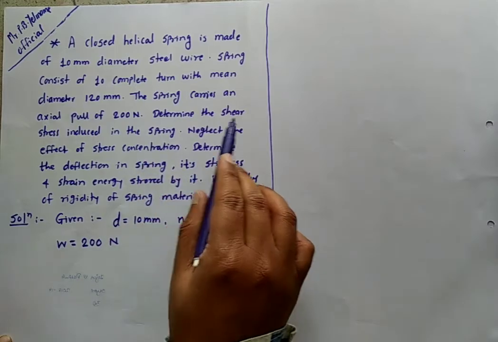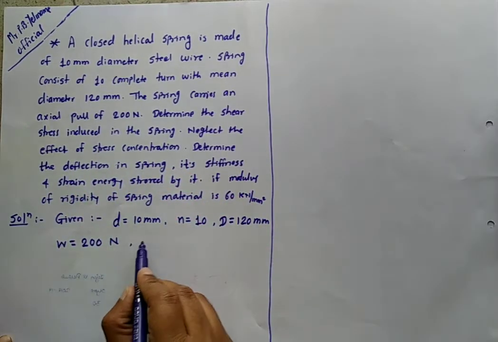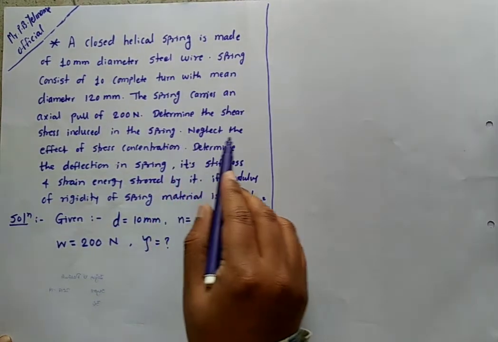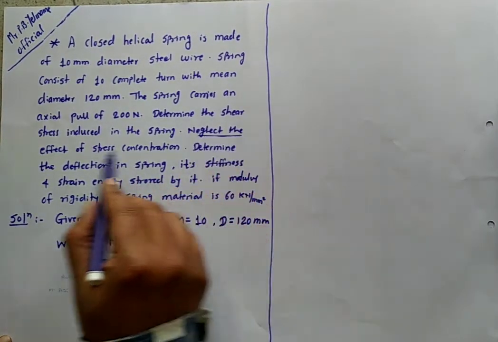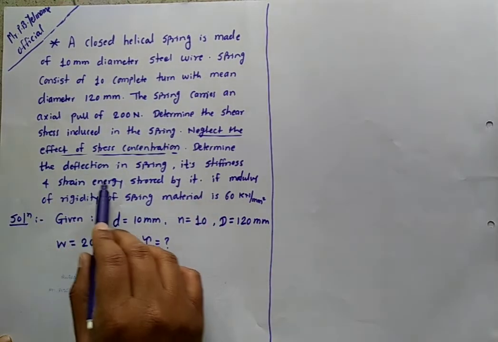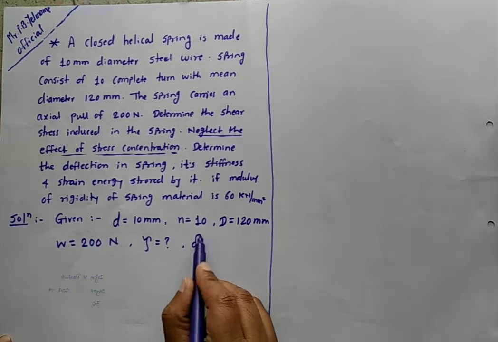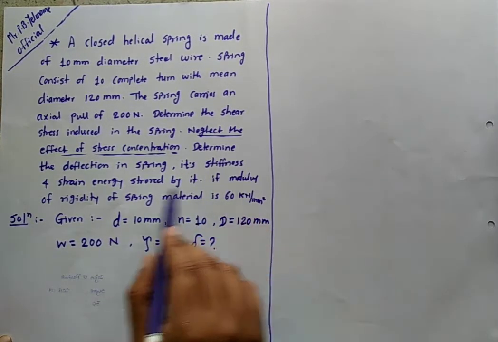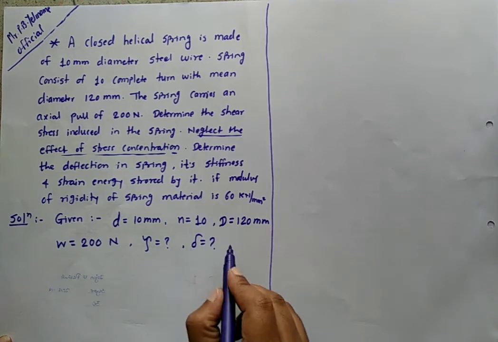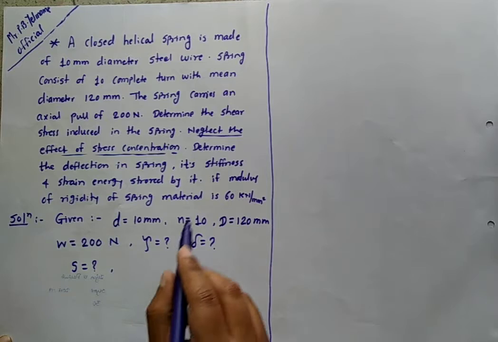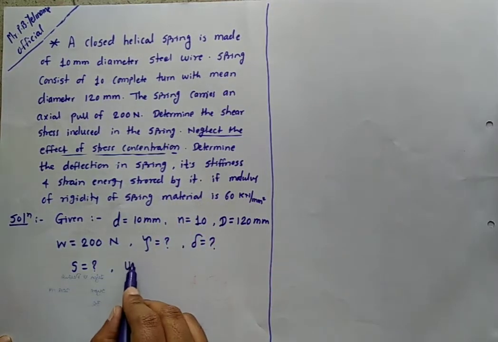Determine the shear stress induced in the spring, meaning tau is equal to what, which is to be calculated. Neglect the effect of stress concentration. This is the most important point: stress concentration is neglected. Determine the deflection in the spring, meaning delta is equal to what, its stiffness, and the strain energy stored by it. Stiffness means S, S is equal to what, and strain energy stored by it means capital U is equal to what.